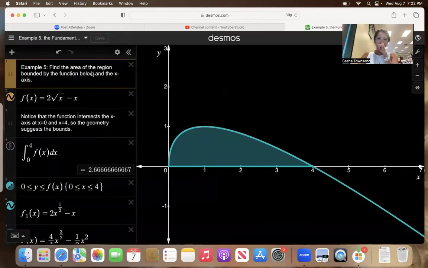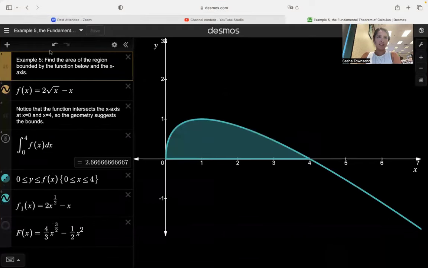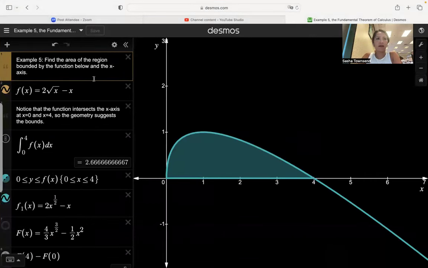Last problem. It says we find the area of the region bounded by the function below and the x-axis. So I've got f of x equals 2 times the square root of x minus x. Now this is one where I might be able to guess the x values where that function crosses the x-axis, but it's not a standard function that I know the graph of.